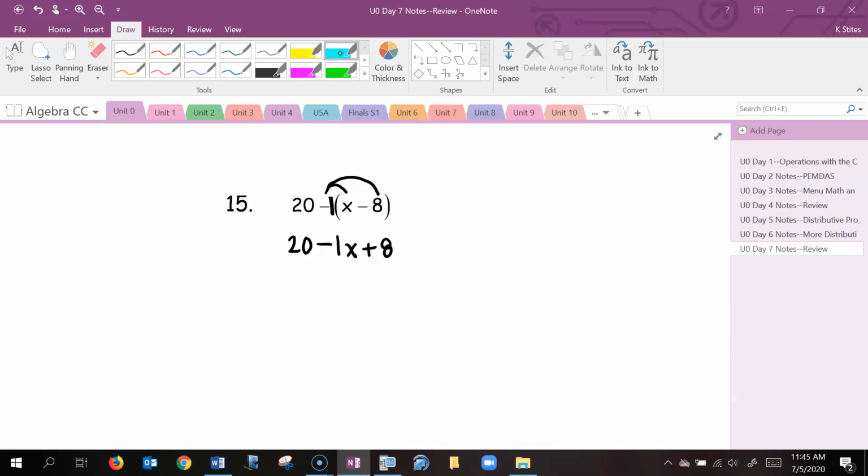And then we'll combine like terms. Our x, careful, it's a negative. That's what's going to come first because there's nobody else to combine with it. But our 20 plus our 8 is 28.